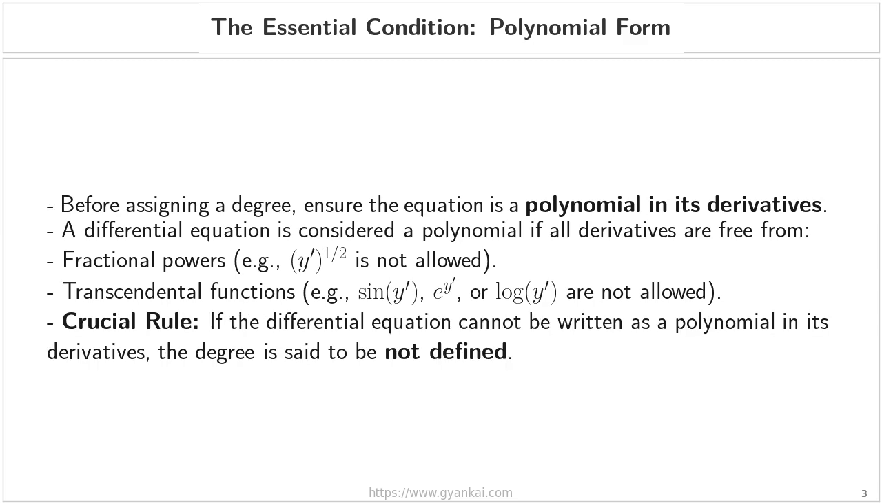This leads us to our most crucial rule. If the differential equation cannot be simplified or rewritten into a polynomial form where the derivatives are free from these fractional powers and transcendental functions, then we simply cannot assign a numerical value. In such cases, we say the degree is not defined. Keep this in mind, because as we will see in the upcoming examples, this is exactly where many students run into trouble.